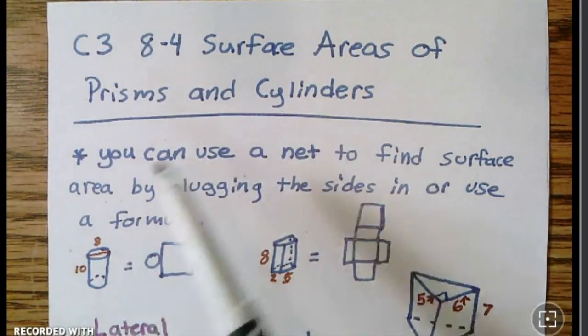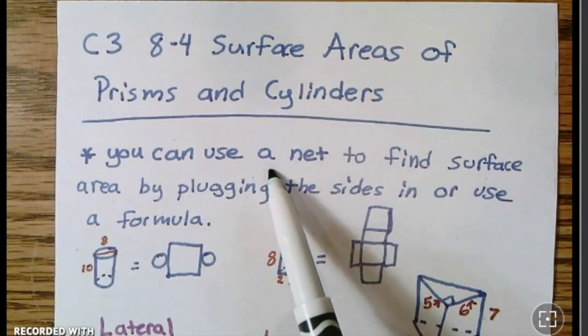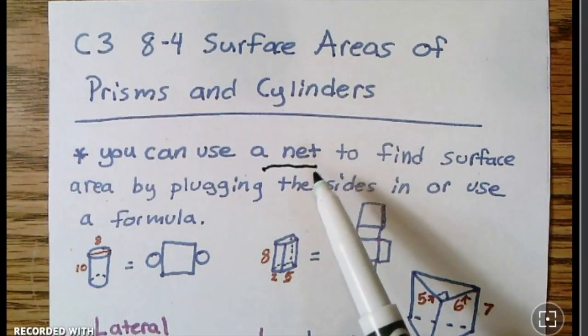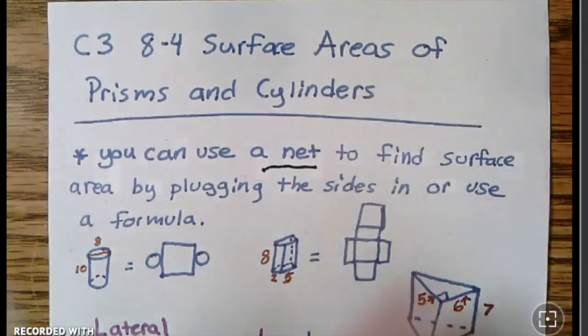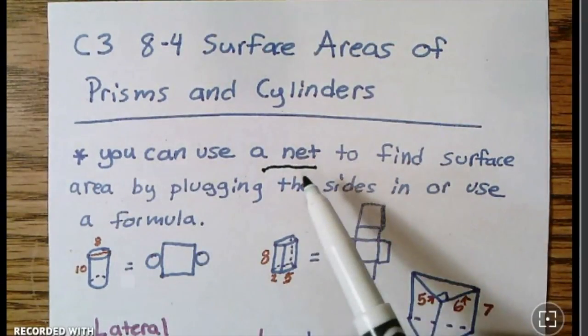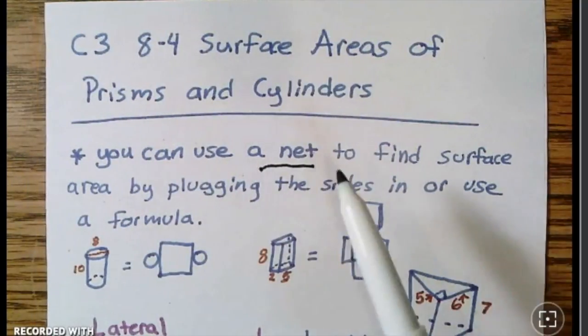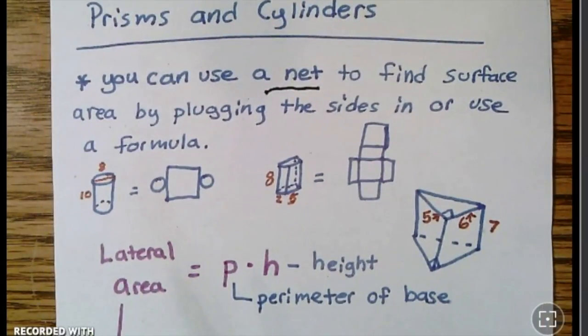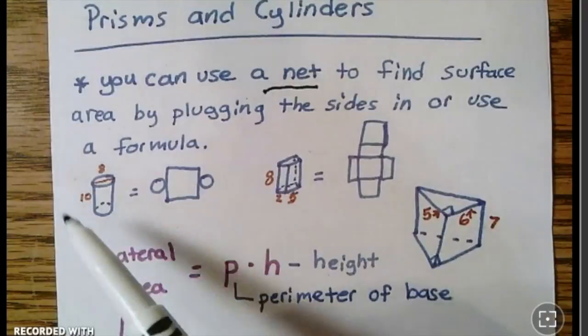The first way is to use something called a net, which is like if you picture a cardboard box and you wanted to make something out of it, so you opened it up so you could lay it flat. That's what a net looks like. It's when you take a 3D object and you lay it flat to find the surface area, or you can use a formula.